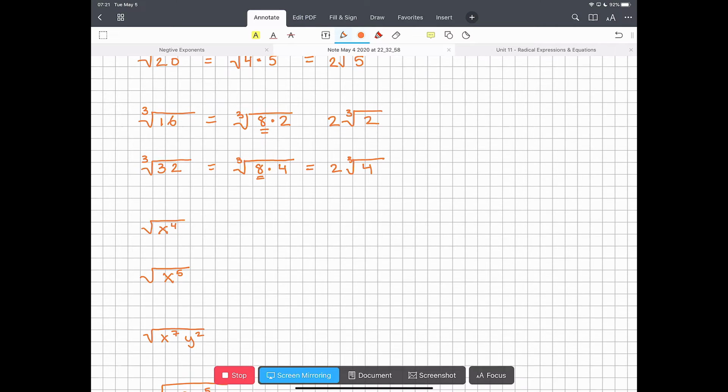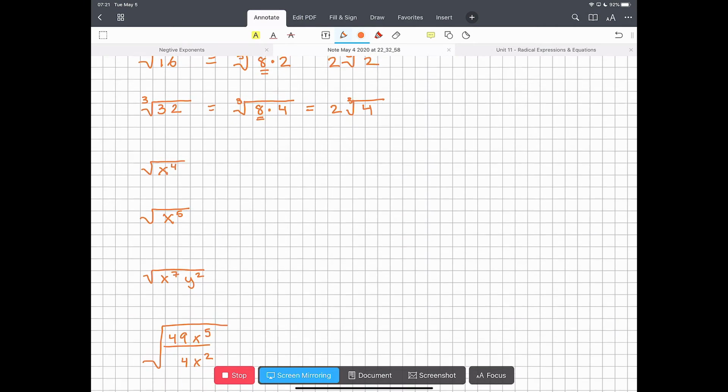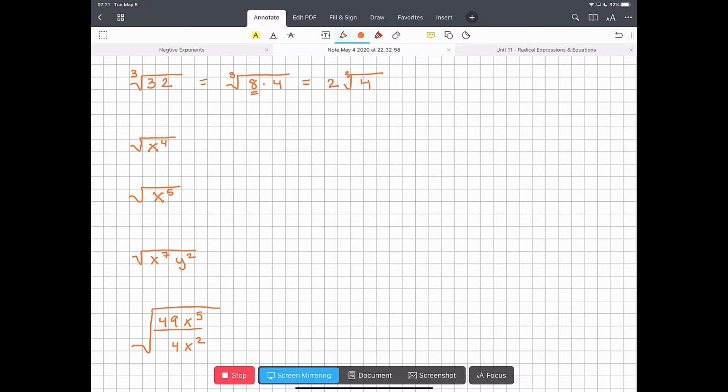Exponents are slightly different, but obviously the same concept because we're talking about square roots. So I'm looking for the square root of x to the 4th. So I'm asking myself, what multiplied by itself is x to the 4th? Well, in this case, it's x squared. x squared times x squared.